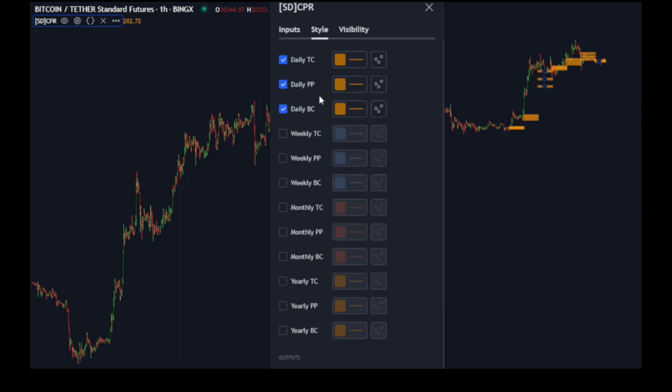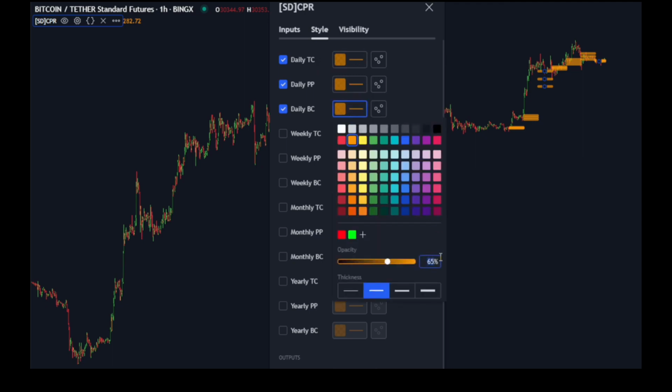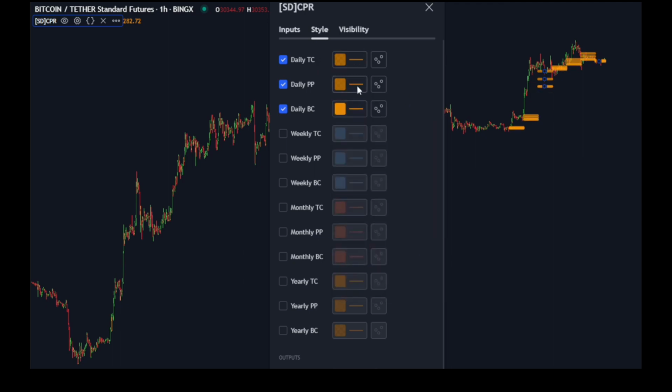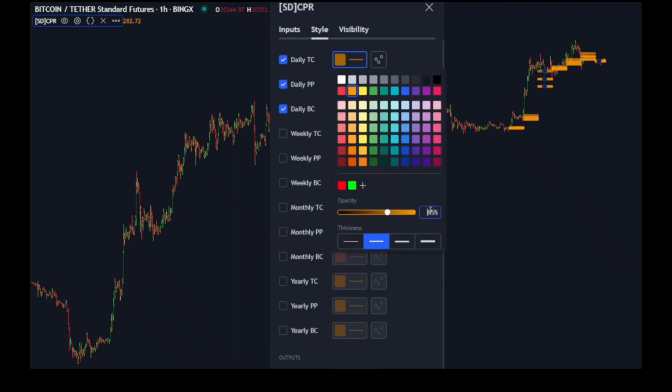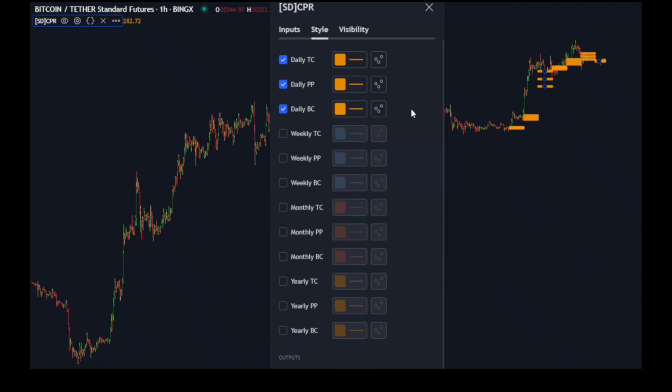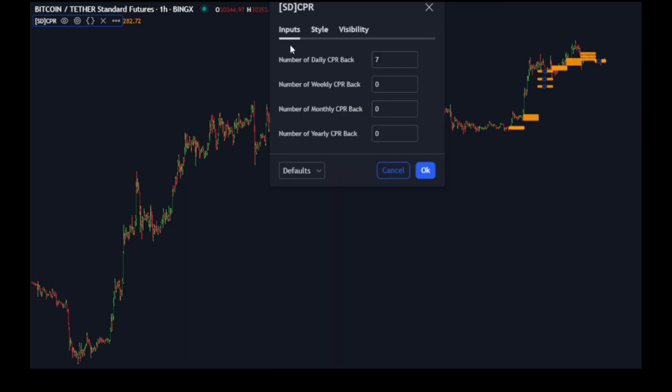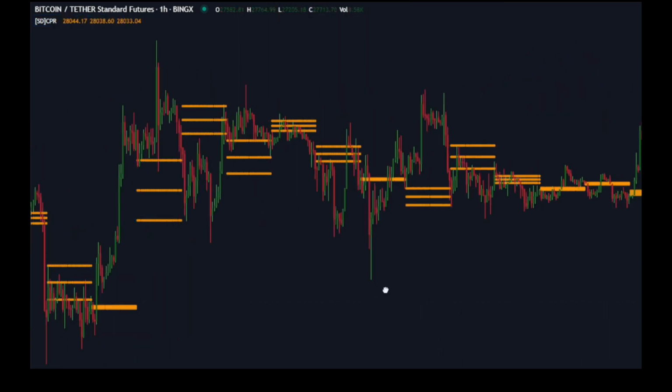And then we're going to increase the opacity to 90%. Now we go to Inputs, and we are going to modify the number of daily back from 7 to 100. And we already have our pivot points indicator ready.